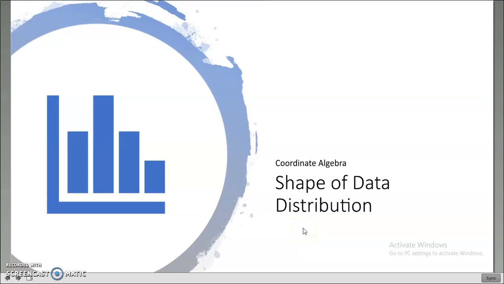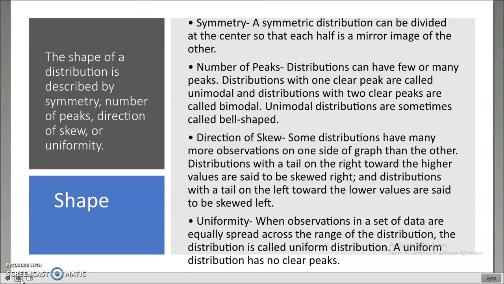Today we'll talk about the shape of data distribution. All right, lots of words here, but some important things. So we'll talk about shape. The shape of a distribution is described by symmetry, number of peaks, direction of skew, or uniformity.